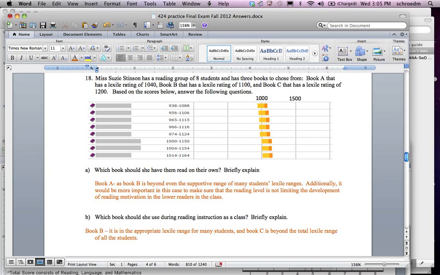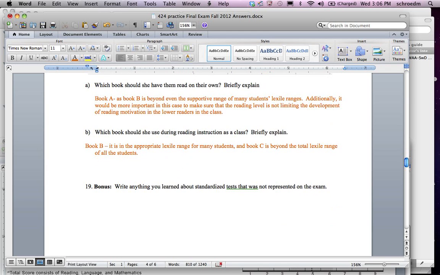So that's good. Book B is beyond a lot of people's levels and so on, and that should be the one really that she uses during instruction. That would help these people right here. Might be a little low for the top 2 people, but hopefully the content would be engaging enough. The 1200 is just too hard. It's beyond just about everybody's range, because here are the ranges on the side here. So that would be a book that is too difficult. And then you can always, again, write down your bonus material.